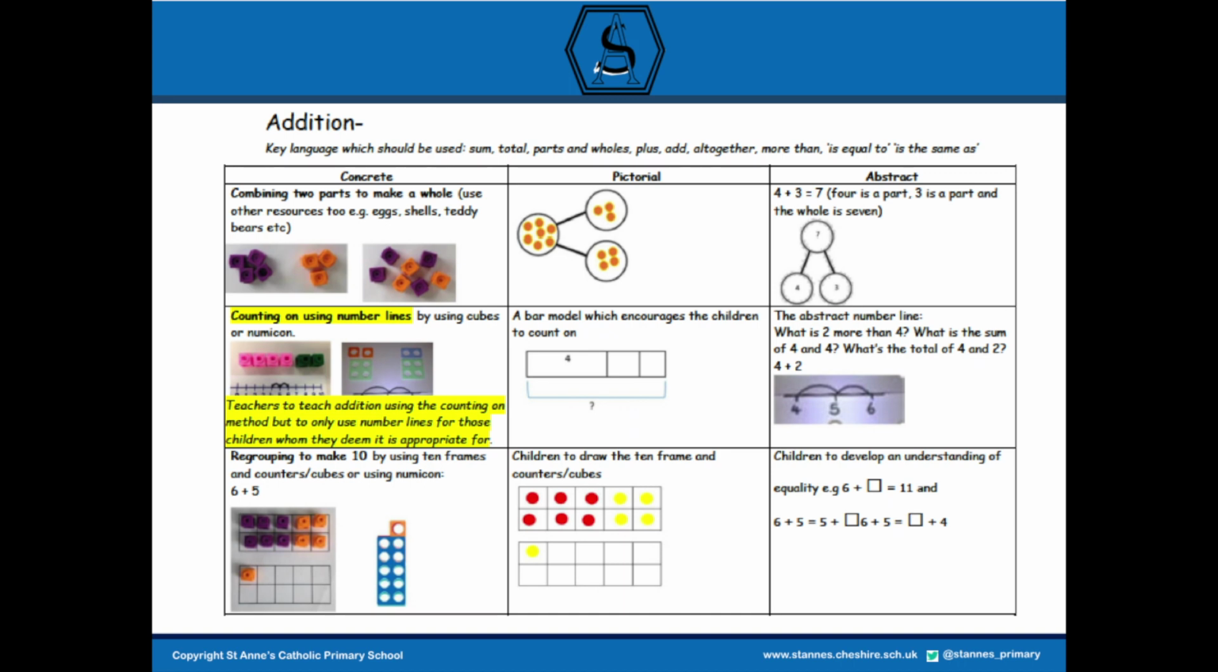Then onto the pictorial, you would give the children a blank 10 frame, and they would actually draw or use counters to put 6, then fill in the 10 frame to make the 10, and then we know we've got 1 left over. And onto the abstract is children to develop an understanding of equality. So 6 plus blank equals 11. So we've got here 6 plus 5 equals 5 plus what? 6 plus 5 equals what plus 4. So that is quite an abstract way of thinking in maths. So you can see how that develops from the concrete onto the abstract.